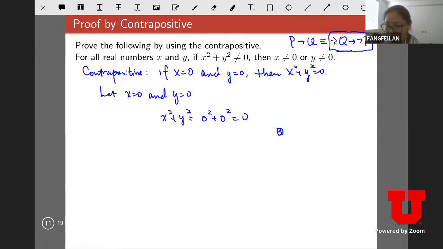Do we have to change anything about the for all real numbers x and y? No. That's a condition, right? The condition doesn't change for a contrapositive statement. The only thing that changes is the P implies Q part. The P implies Q part starts with if something happens, then something happens, and the condition stays the same. Any other questions?